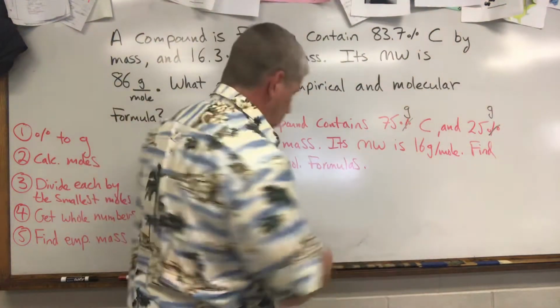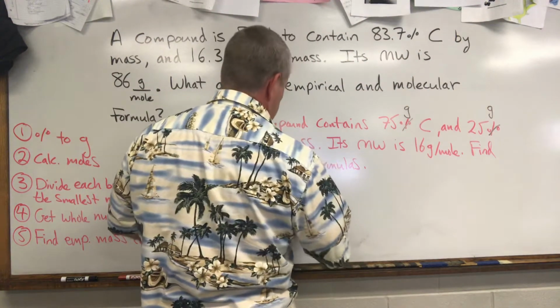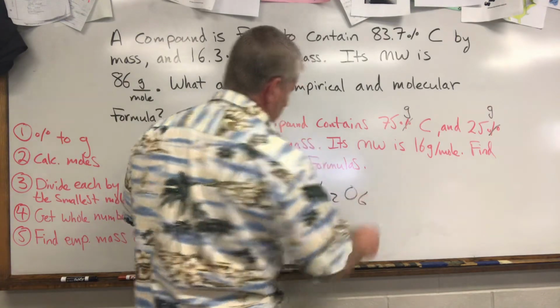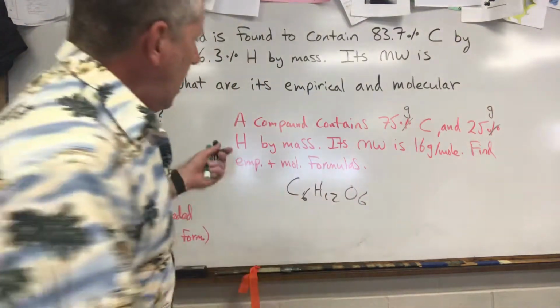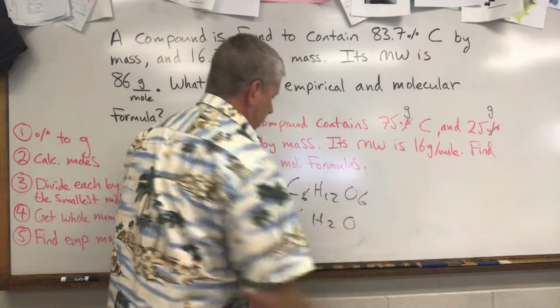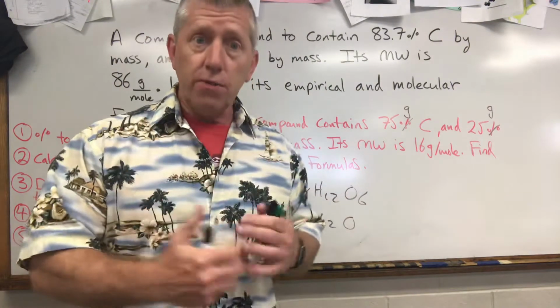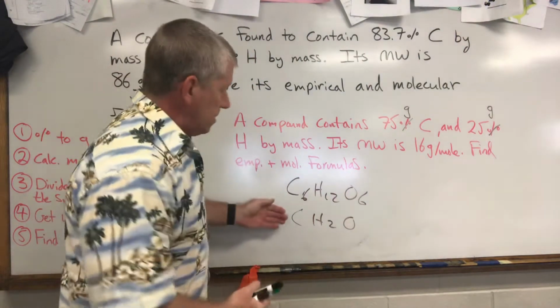So glucose, C6H12O6, that's glucose or dextrose. You can reduce this down to CH2O. That is the reduced formula, and that's the empirical formula. This is the molecular formula. This is the empirical formula.